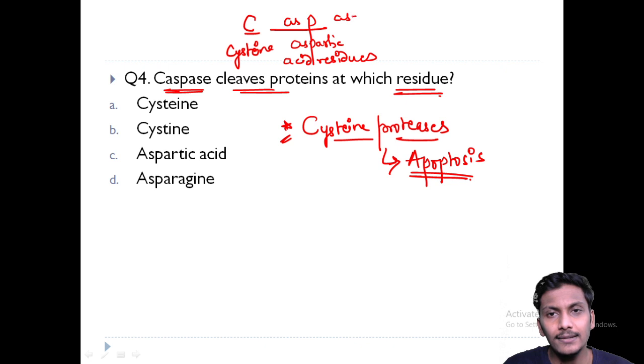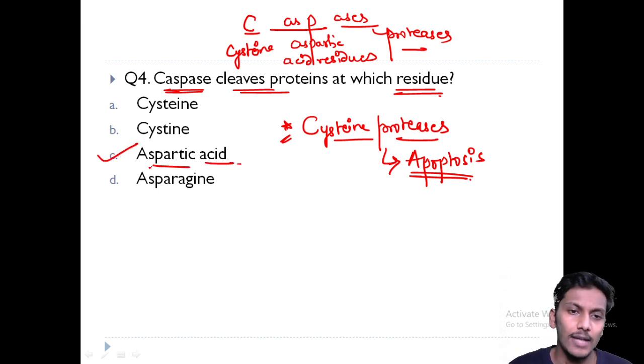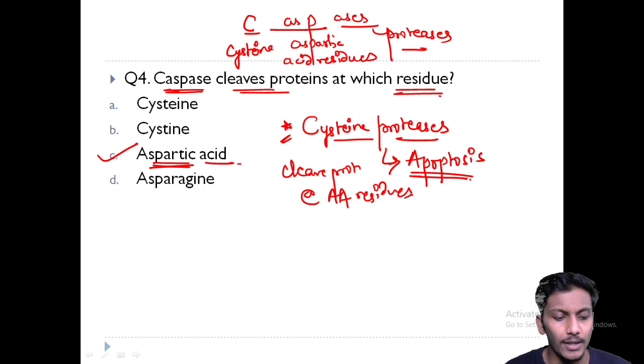And ase goes for protease, the enzyme. So please remember, by the caspase name itself you can remember this. Caspases cleave the protein at which residue? It cleaves the protein usually at option C, aspartic acid residues. And what are caspases? These are cysteine proteases which cleave the protein at aspartic acid residues. Please remember this, important one.